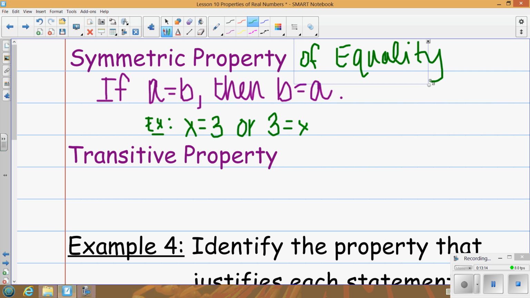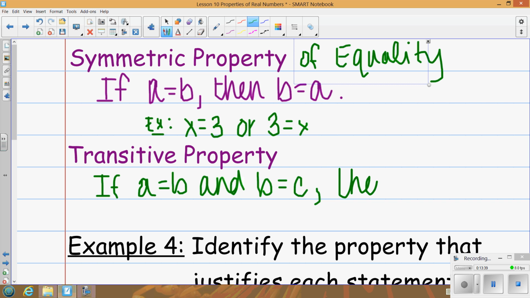And then the last one here, the transitive property. It's saying that if you have two things equal to the same thing, then they must be equal to each other. So if A equals B and B equals C, well, we have two things that are both equal to the same thing, then they must be equal to each other. So A and C are both equal to B, so that means that A and C must be equal to each other.